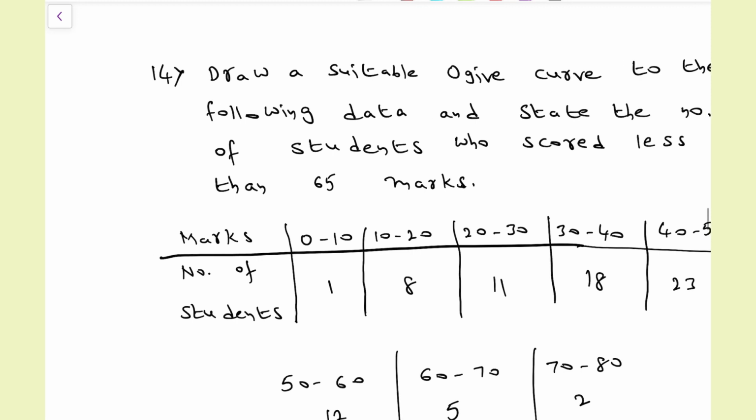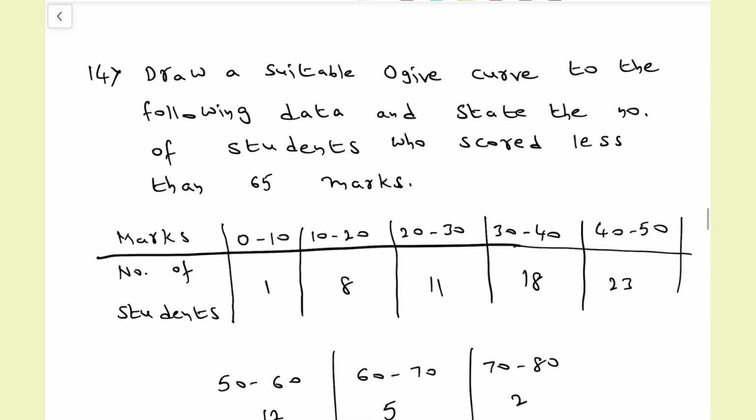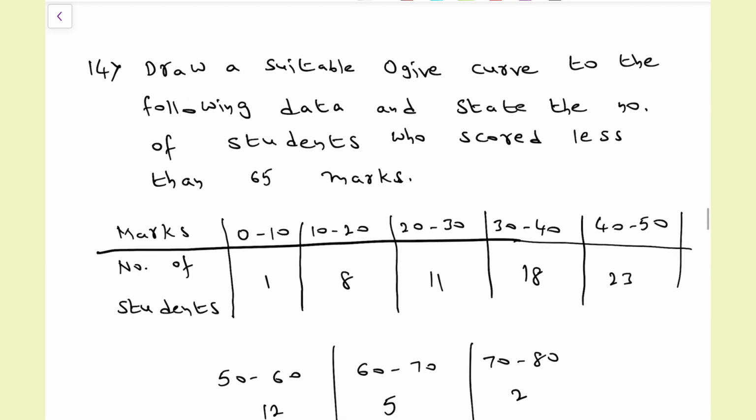So by this, total section 2 is completed. Then coming to section 3. In section 3, every question carries 4 marks, and a total of 4 questions will be there. But for every question, internal choice will be there.